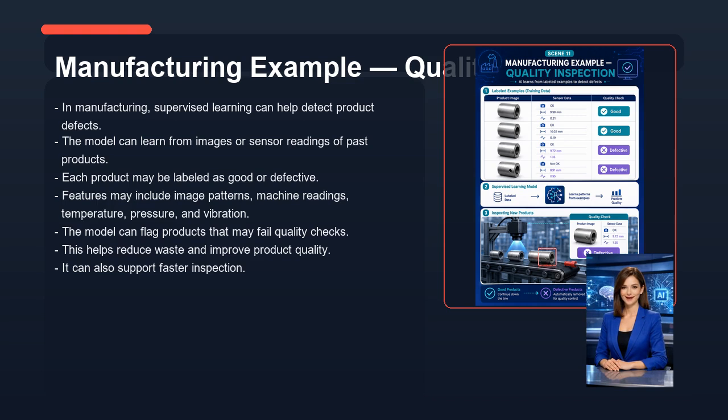Features may include image patterns, machine readings, temperature, pressure, and vibration. The model can flag products that may fail quality checks. This helps reduce waste and improve product quality. It can also support faster inspection.